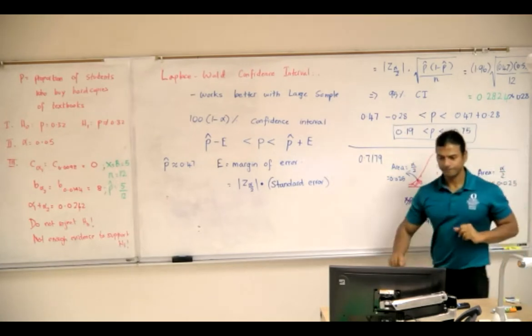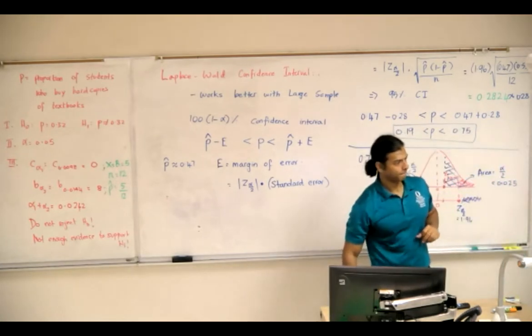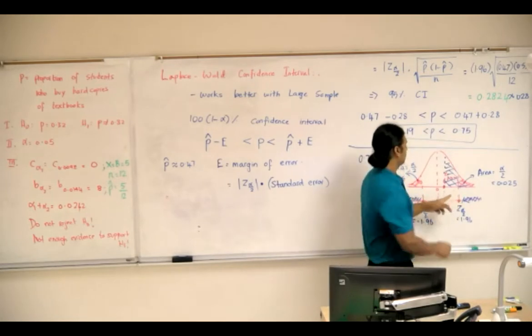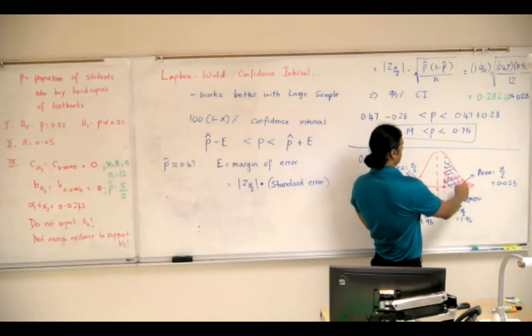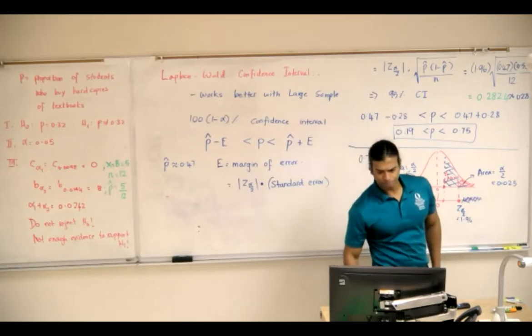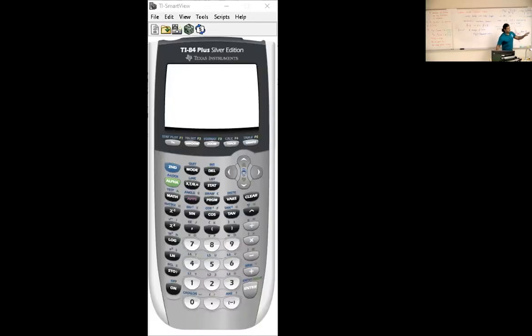Why is it an open interval? Wouldn't it be safer to make it a closed interval? Because we typically include the endpoint with the rejection rate. That's why. So this is the one that we've done in undergraduate statistics. So the Laplace-Wald confidence interval.